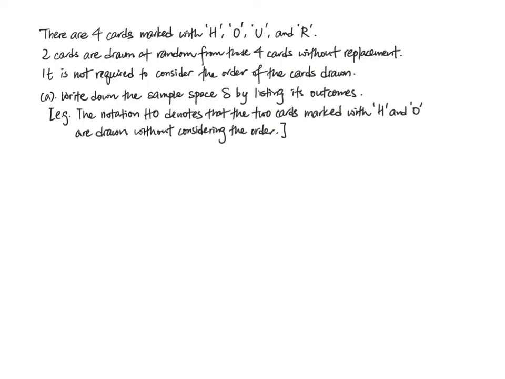So for this question, it's about having 4 cards marked with H, O, U, and R respectively, and we're drawing 2 cards at random and without replacement, meaning that whatever cards that you've drawn are drawn and they are not available to be picked again.